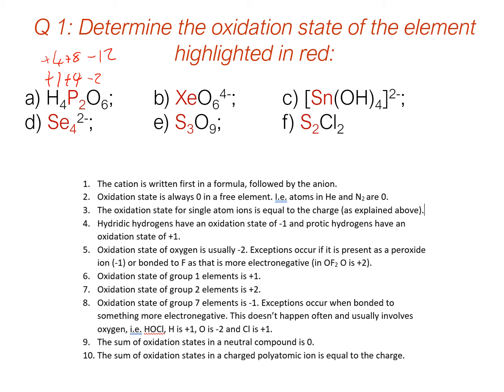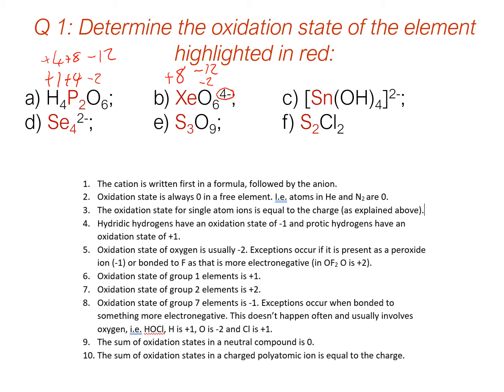Moving on to B, it's a xenon hexoxide and a 4- anion. So in this case, rule 10, the sum of oxidation states is equal to the charge. So we're actually looking at the total oxidation state to be -4. And we can do it exactly the same as last time. So the oxygen is the anion, has an oxidation state of -2. Since there are 6 of them, add up to -12. And this time, instead of trying to get to 0, as it's got this charge, we want it to add up to -4. So that means the xenon has to be +8.